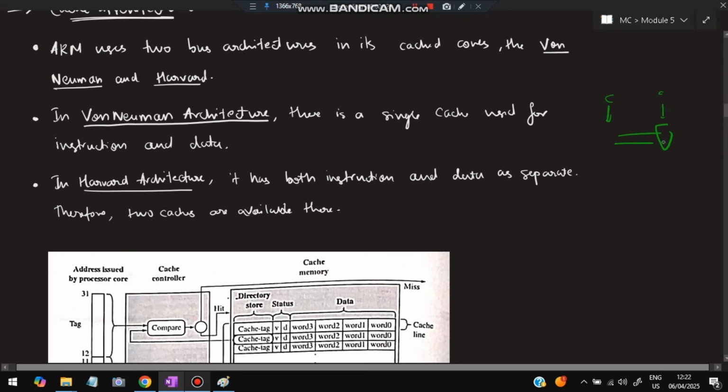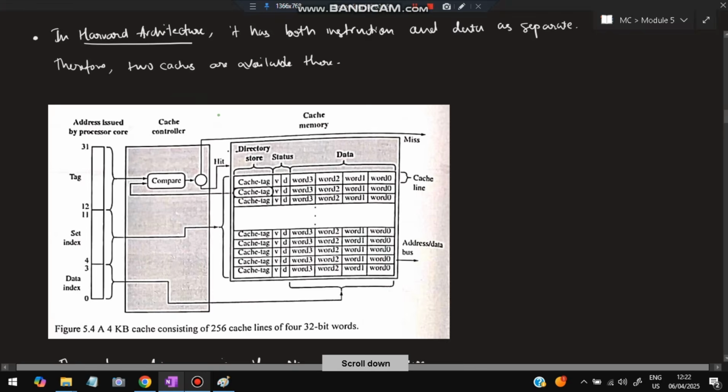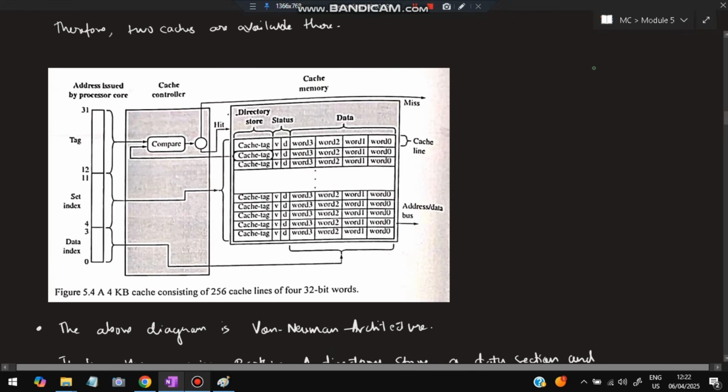Okay, and the connection will be there in between, but those will be separated. So that is called Harvard architecture, in which they are separate. We will be discussing the von Neumann architecture. As you can see, this diagram is the von Neumann architecture. What you can observe from here is that three things are here.